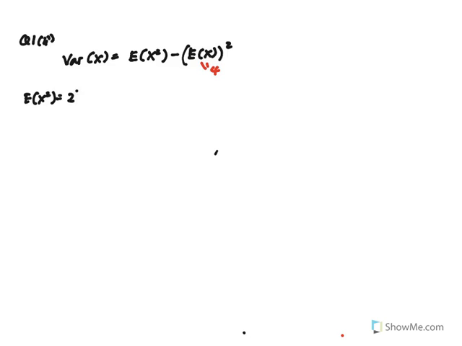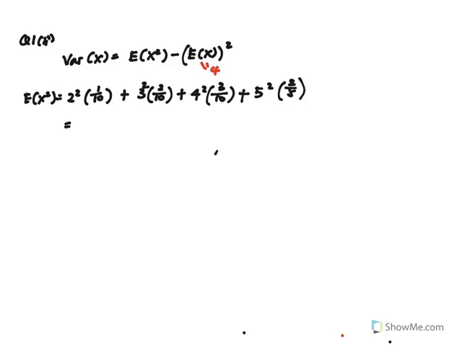It would be 2 squared multiplied by p, and p is already found to be 1 over 10, plus 3 squared multiplied by 2 over 10, plus 4 squared multiplied by 3 over 10, plus 5 squared multiplied by q, and q as we found is 2 over 5. Calculating this should give you the value of 17. Then the variance of x will be equal to E of x squared, which is 17, minus E of x whole thing squared, which is 4 squared, and it will just give you 1.